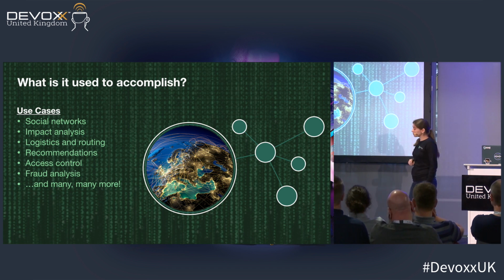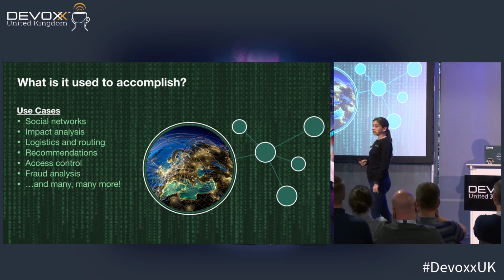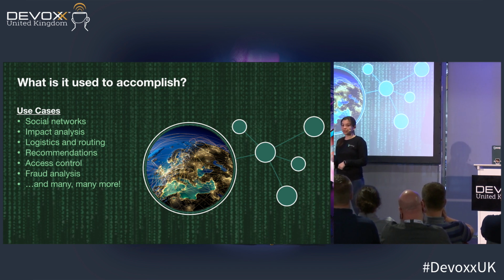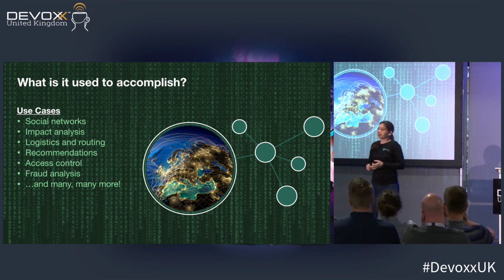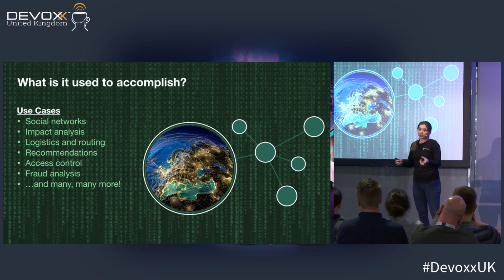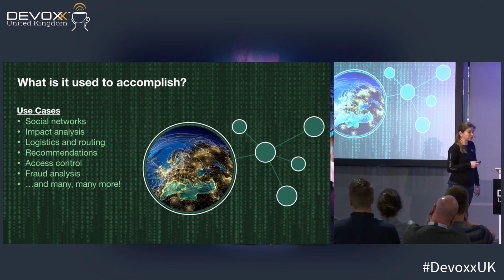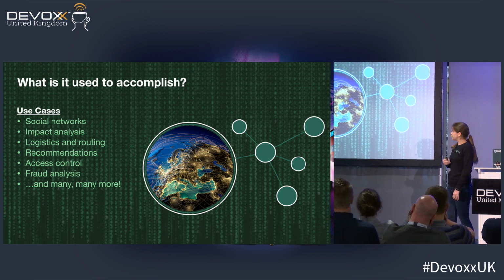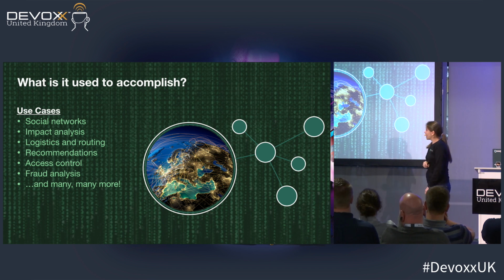Social networks is probably the most common one that people think of when they hear the term graph. So Facebook, Twitter, anything where you're looking at people and who they're connected to. Very good use case for graph, as well as impact analysis. So something goes down or something happens. What all does that impact? Because what is it connected to? What's it related to? Recommendations I mentioned, logistics and routing.